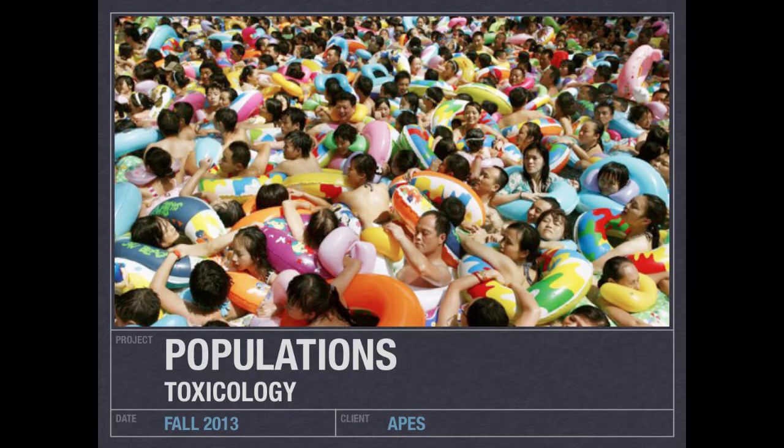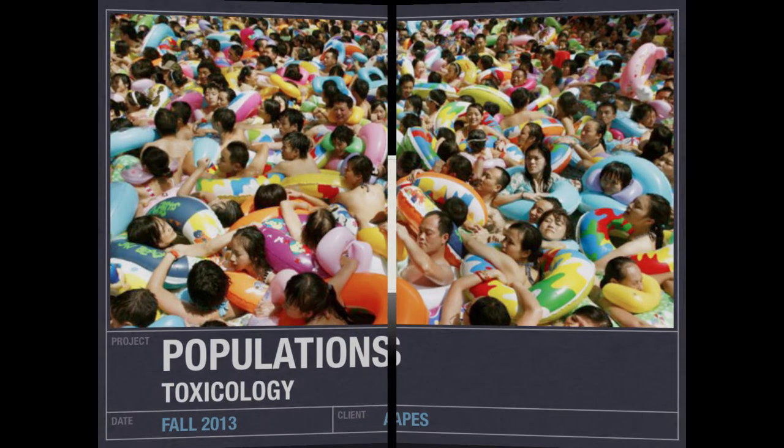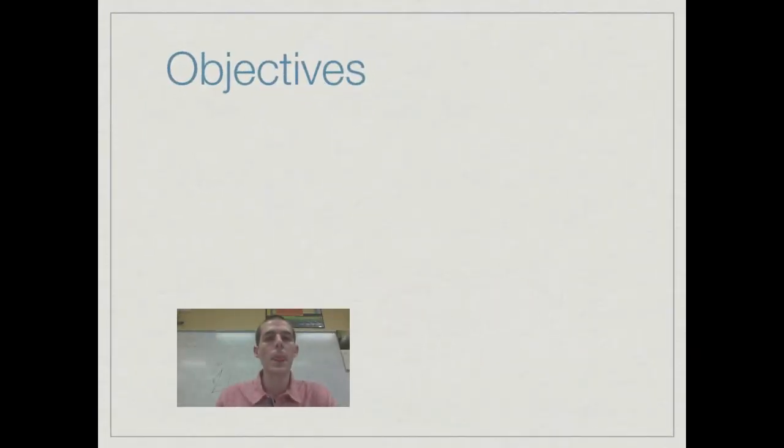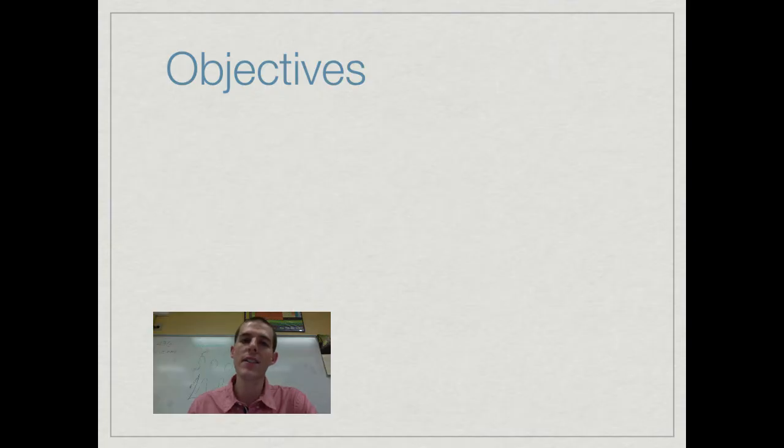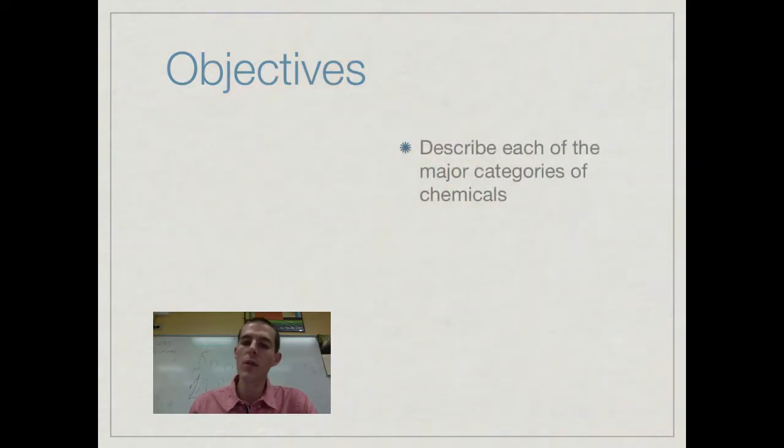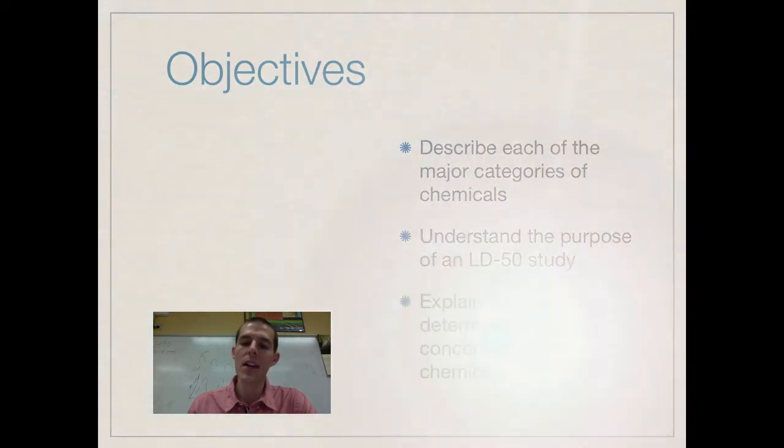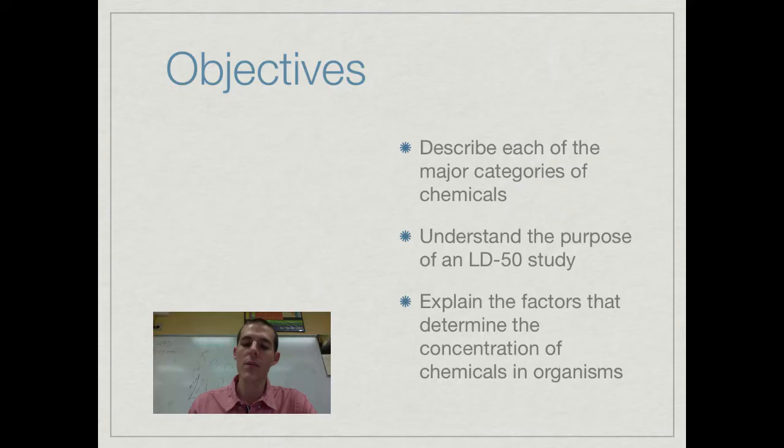I'll be hanging out with you today as we are nearing the end of our series on populations. Topic for the day is going to be toxicology, so like always, let me get you some objectives and we'll get going. By the end of this video, 4 things I need you to be able to do. First one, describe each of the major categories of chemicals. Second, understand the purpose of an LD50 study. Third, explain the factors that determine the concentration of chemicals in organisms. Guess there's 3 things I need you to do today. So, could be a longish video. Let me jump in and start talking.